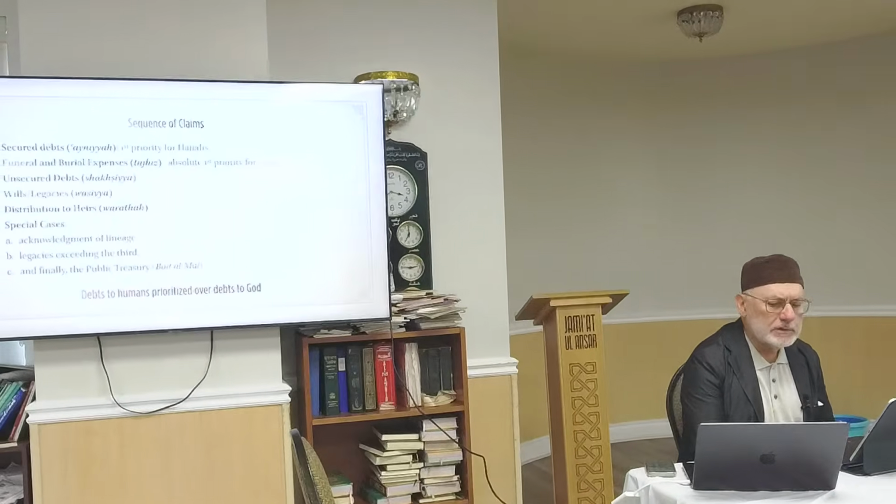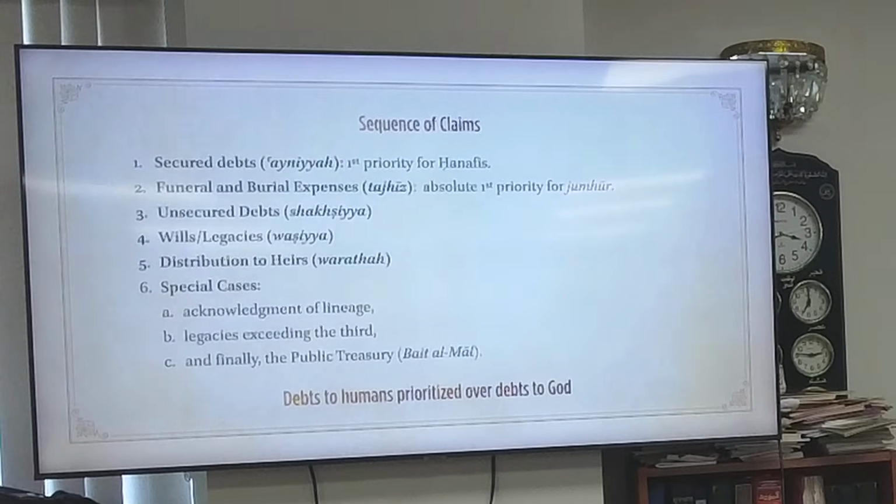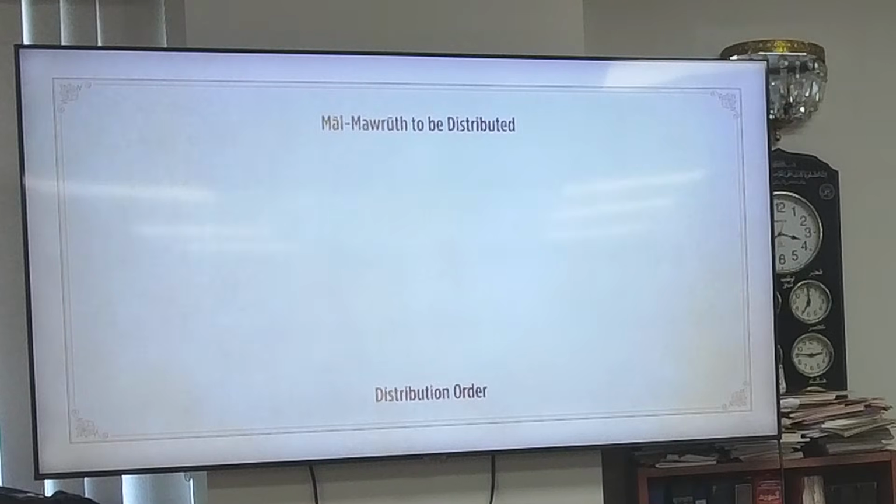So there's a sequence of claims, right? Secure debts first, and then funeral and burial expenses. I'm talking now in Hanafi. Then unsecured debts, then wills, distribution to heirs, and then there are special cases. There's a case where you have an acknowledgement of lineage. There's another case: if the will exceeds the third, what do you do? And finally, the public treasury, Baytul Mal, is also one of the places where they can receive inheritance.